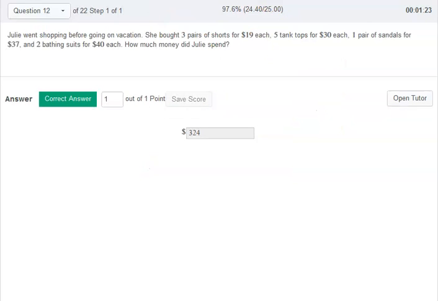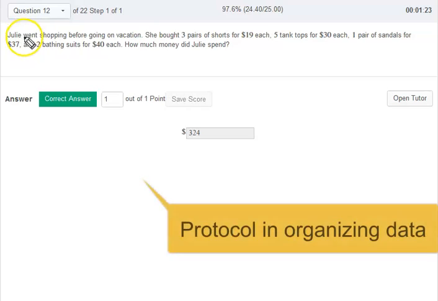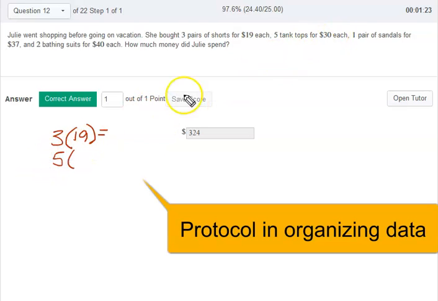Now, in this example, they're checking your skill at organizing data. Here, a person went shopping, bought 3 pairs of shorts, so 3 times 19 is going to equal something. 5 tank tops, 5 times the cost of each tank top is 30. And 1 pair of sandals, following the protocol, and 2 bathing suits.